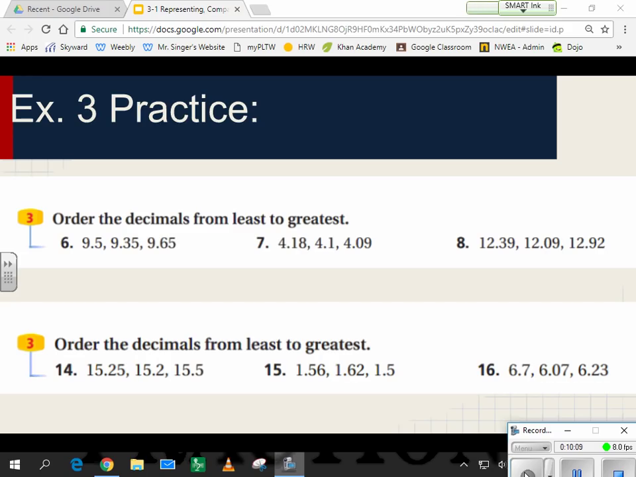Okay, just like the last practice, we're going to focus on just the top three. So go ahead and put those in least to greatest. Come back when you're done. Remember, the hint is write them stacked. Put all the ones place values together, tens, hundredths, and so on. Good luck.